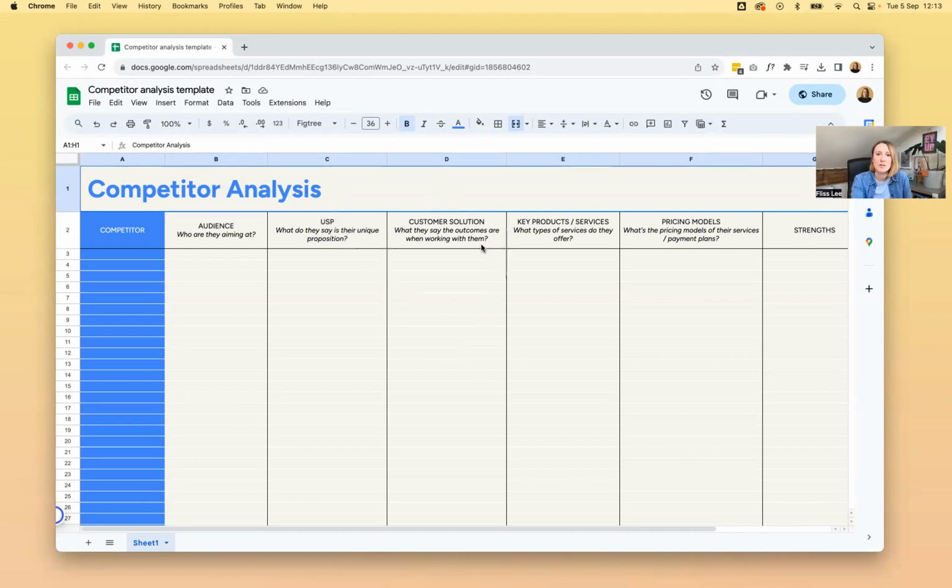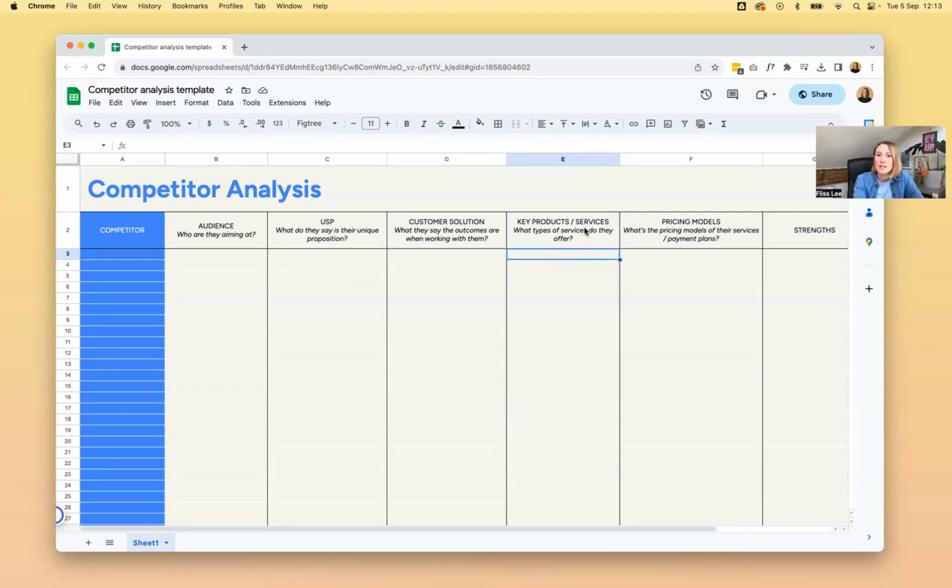The customer solution. So what do they say the outcomes are with working with them? So thinking back to the outcomes that we've discussed previously, and where their customer will get to once working with them. What is the solution? Kind of where are their customers going to be? What's that transformation?